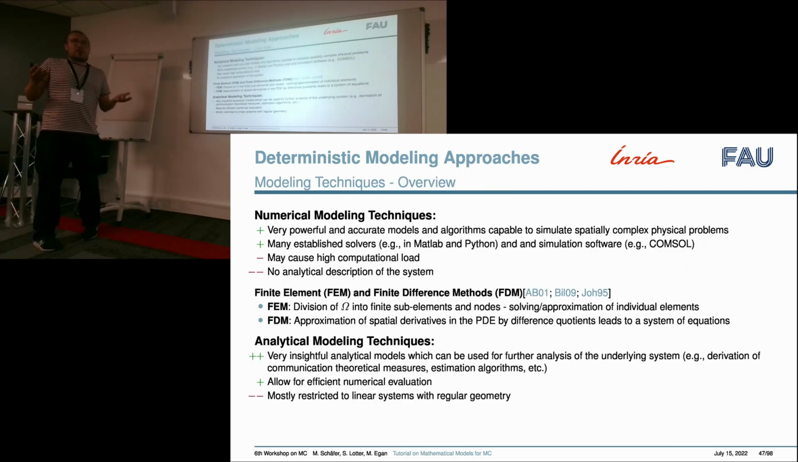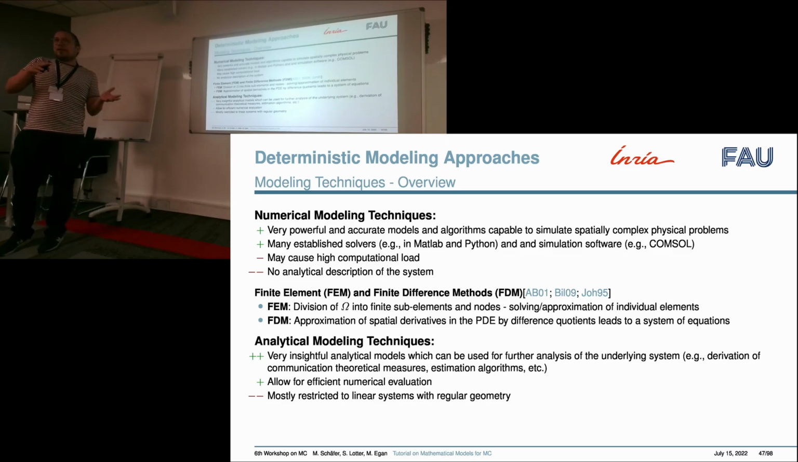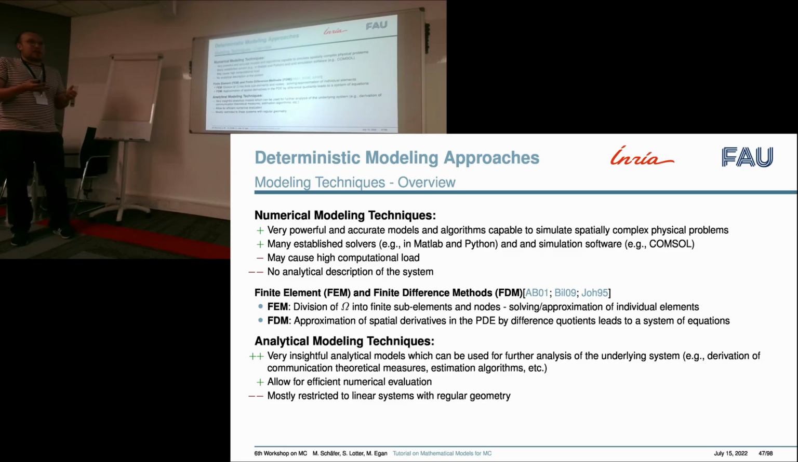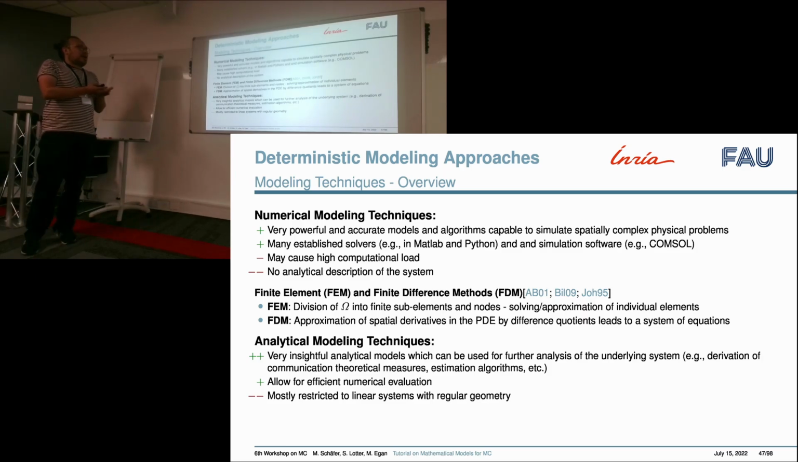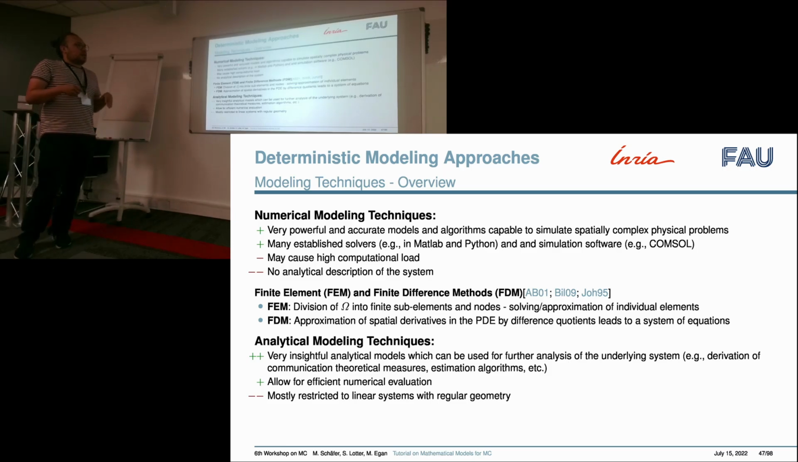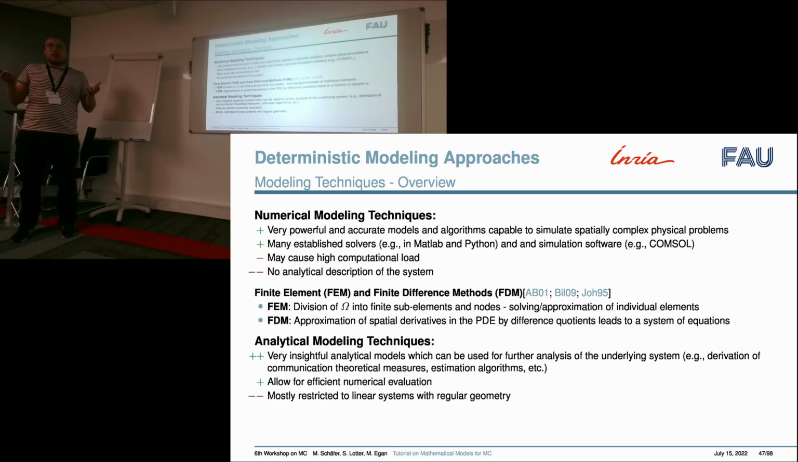So now let's go for some modeling techniques. Basically, we can roughly distinguish between numerical techniques and analytical techniques. Numerical modeling techniques have some pros. For example, they are very powerful, they are accurate, and they have algorithms which are capable of simulating very complex spatial physical problems. We also have many established solvers, for example in MATLAB or in Python, and there are also powerful simulation software like COMSOL.